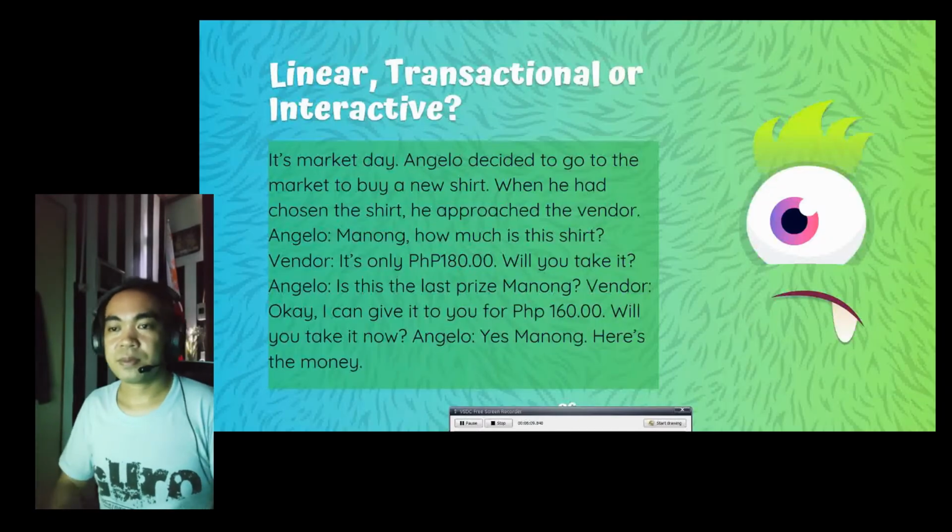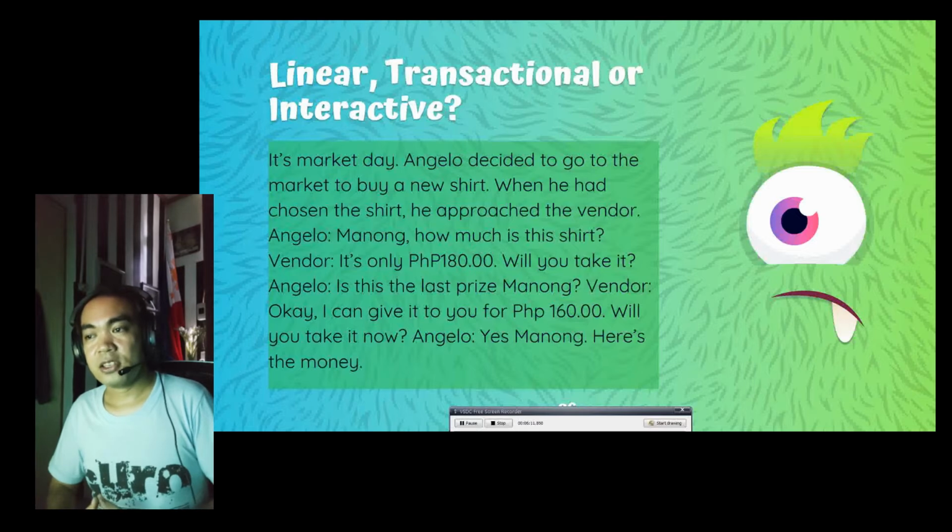Number 3. It's market day. Angelo decided to go to the market to buy a new shirt. When he had chosen the shirt, he approached the vendor. Manong, how much is this shirt? It's only 180 pesos. Will you take it? Is this the last price, Manong? Okay, I can give it to you for 160 pesos. Will you take it now? Yes, Manong. Here's the money.